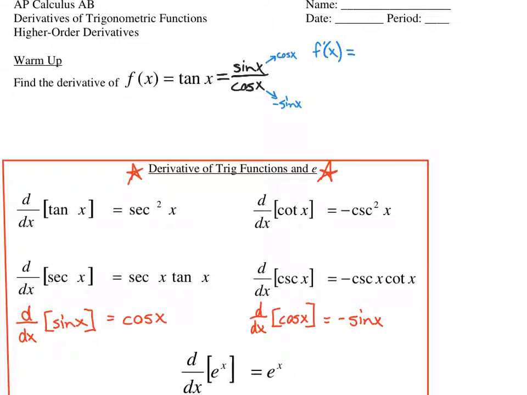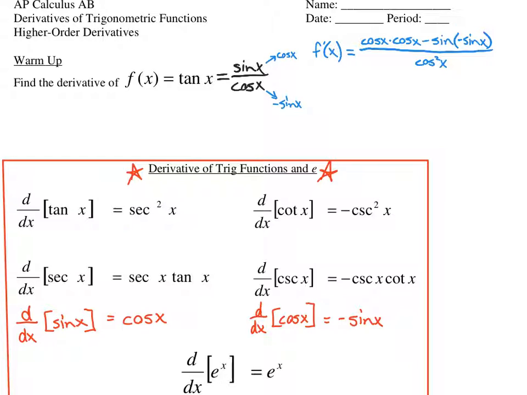So, I have the derivative of the top times the bottom minus the top times the derivative of the bottom all over the bottom squared, cosine squared.